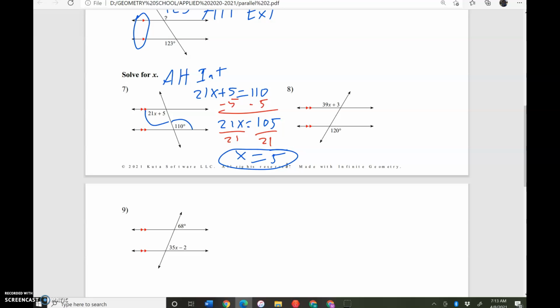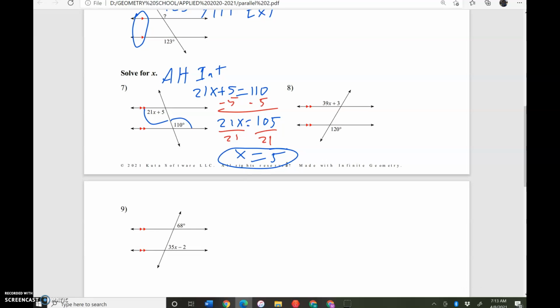Okay, let's do number 8. Number 8, what kind of angles are these? Well, they're on opposite sides of the transversal. They're on opposite sides of this line right here. So they're alternate, and they're both on the outside, so they're alternate exterior angles. We know that they are going to be congruent. So this will be 39x plus 3 is equal to 120.